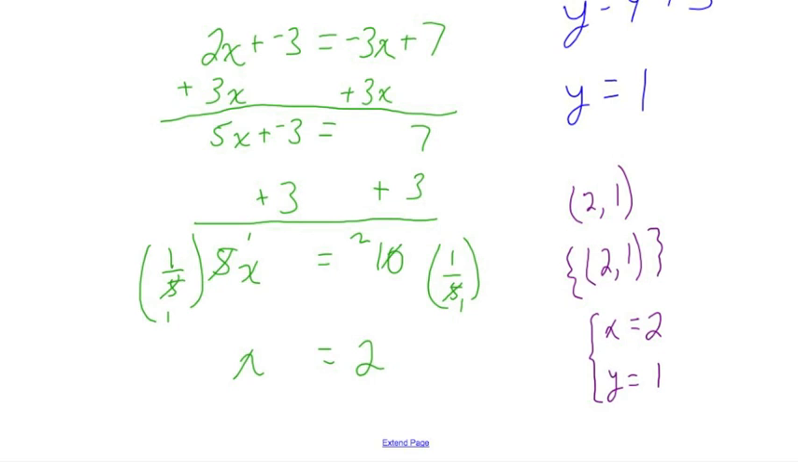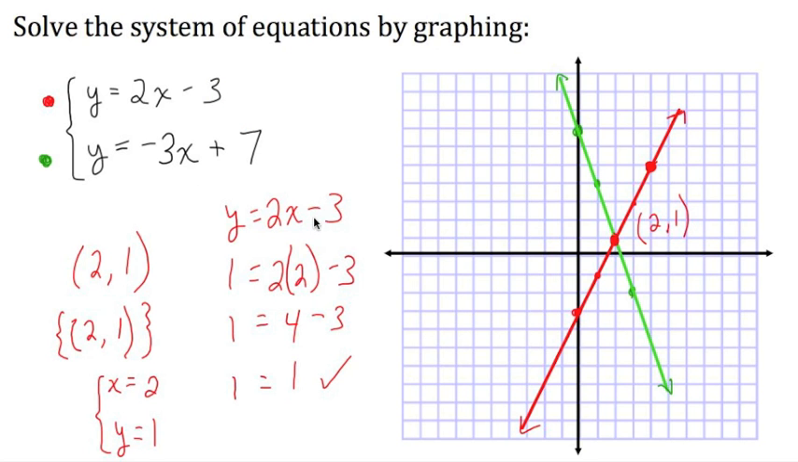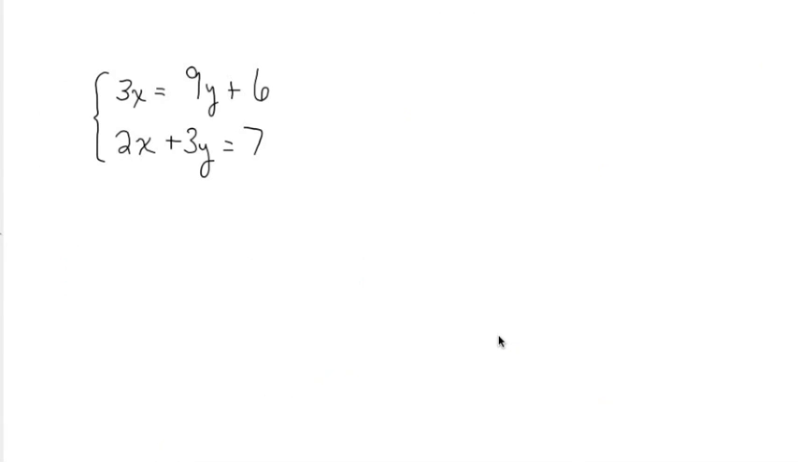Notice that this solution is the exact same solution that we found when we solved the same problem using the graphing method. We found that x would equal 2 and y would equal 1. So both methods of solving will give you the same solution. They're just 2 different ways of getting to the same answer, to the same solution. Let's take a look at a second example of solving a system of equations using substitution.